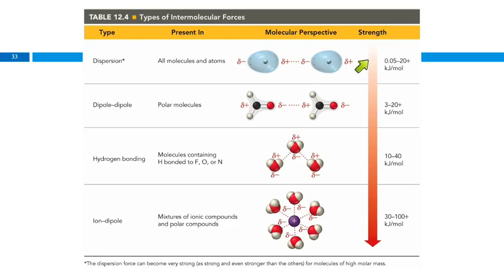And we have this general increase in strength as we go down: dispersion, dipole forces, hydrogen bonding, and ion-dipole. But we do have this qualifier at the bottom. The dispersion force can become very strong, as strong or even stronger than the others for molecules of high molar mass. And so when you're comparing compounds, you want to make sure that they're not differing in a bunch of different ways. You can't compare a polar compound that's very small with a nonpolar compound that's very large and be able to make a reasonable comparison.